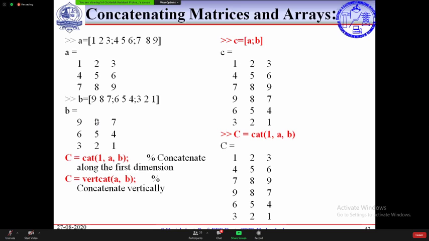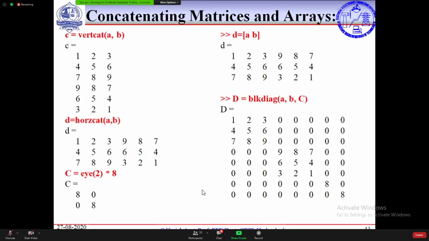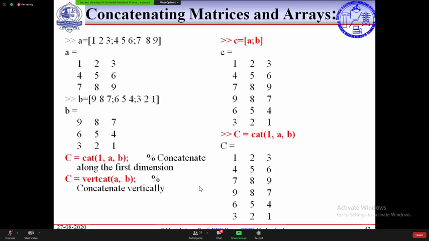If you do the same thing, concatenating in this direction, A semicolon B will give the same result as concatenating 1 comma A comma B. Even vertical concatenate of A comma B will also generate the same result. So the same thing we can do in multiple ways. Because here the matrix sizes are 3 by 3 and 3 by 3, we are able to do it in multiple ways. Sometimes it will be a restricted way. So these are different ways of concatenation.